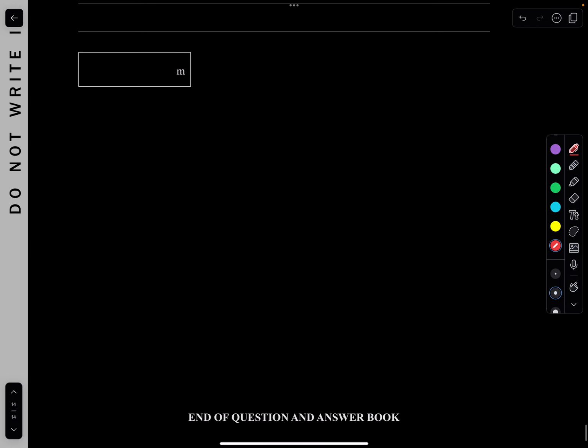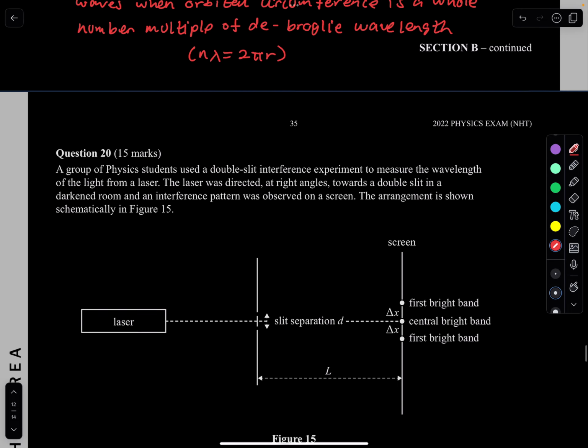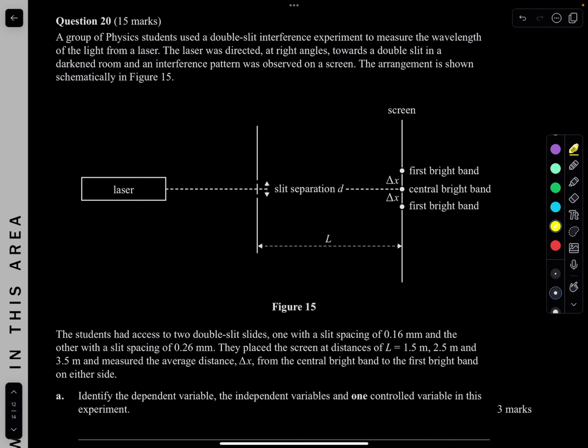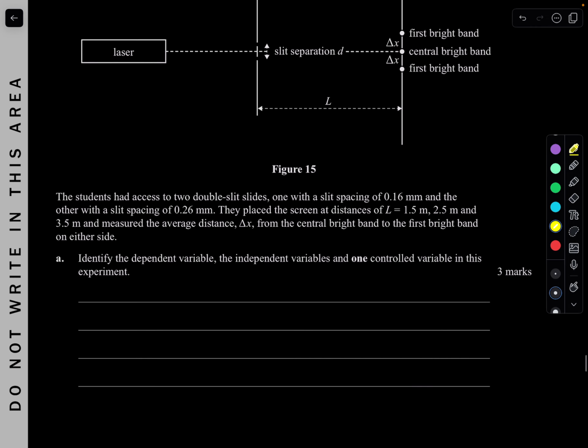Is this the last question? Yes, it is. It's the graphing, analysis question. Let's finish this exam. A group of physics students used a double-slit interference experiment to measure the wavelength of light from a laser. The laser was directed at right angles towards a double slit in a darkened room, and an interference pattern was observed on the screen. The arrangement is shown schematically here. The students had access to two double slide slits, each with a different slit spacing. They placed the screen at different distances L.